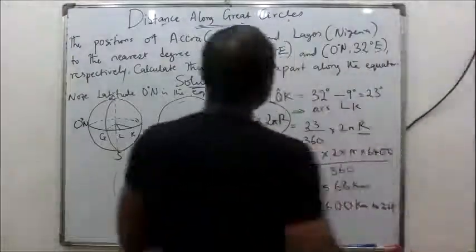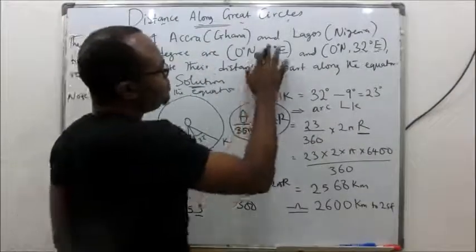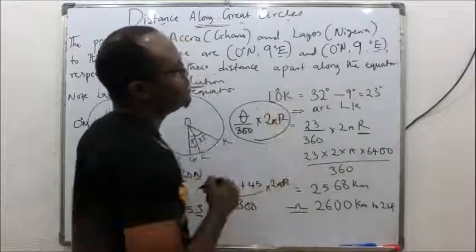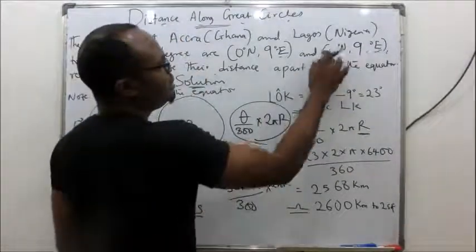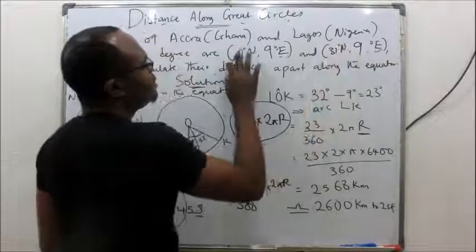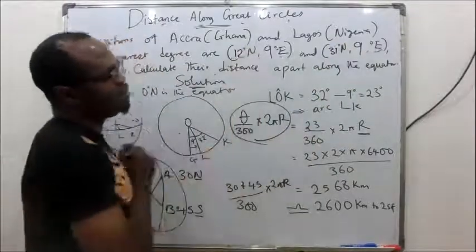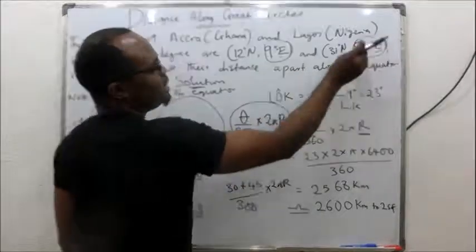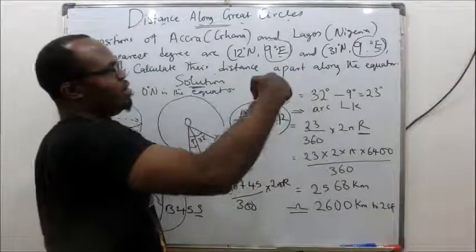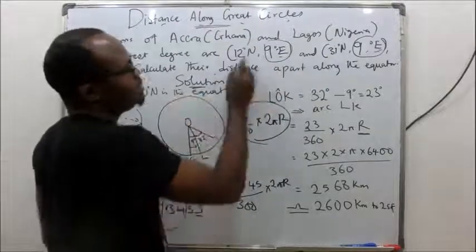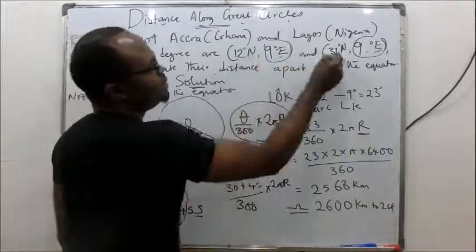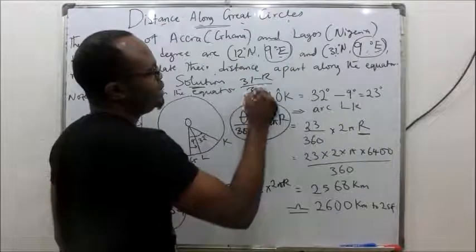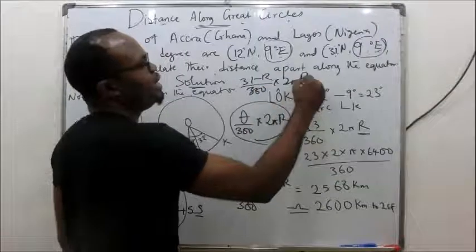Had it been you came here and you saw 9 here and also 9 here. Now you have here 31 and here you have 12. What are you supposed to do? You're supposed to forget about this because this is the same as this. They are constant. That means you're calculating along the meridian. So this is what you're considering, and the two of them are north. So what do you do? You subtract. It will be 31 minus 12, all over 360 times 2 pi r.